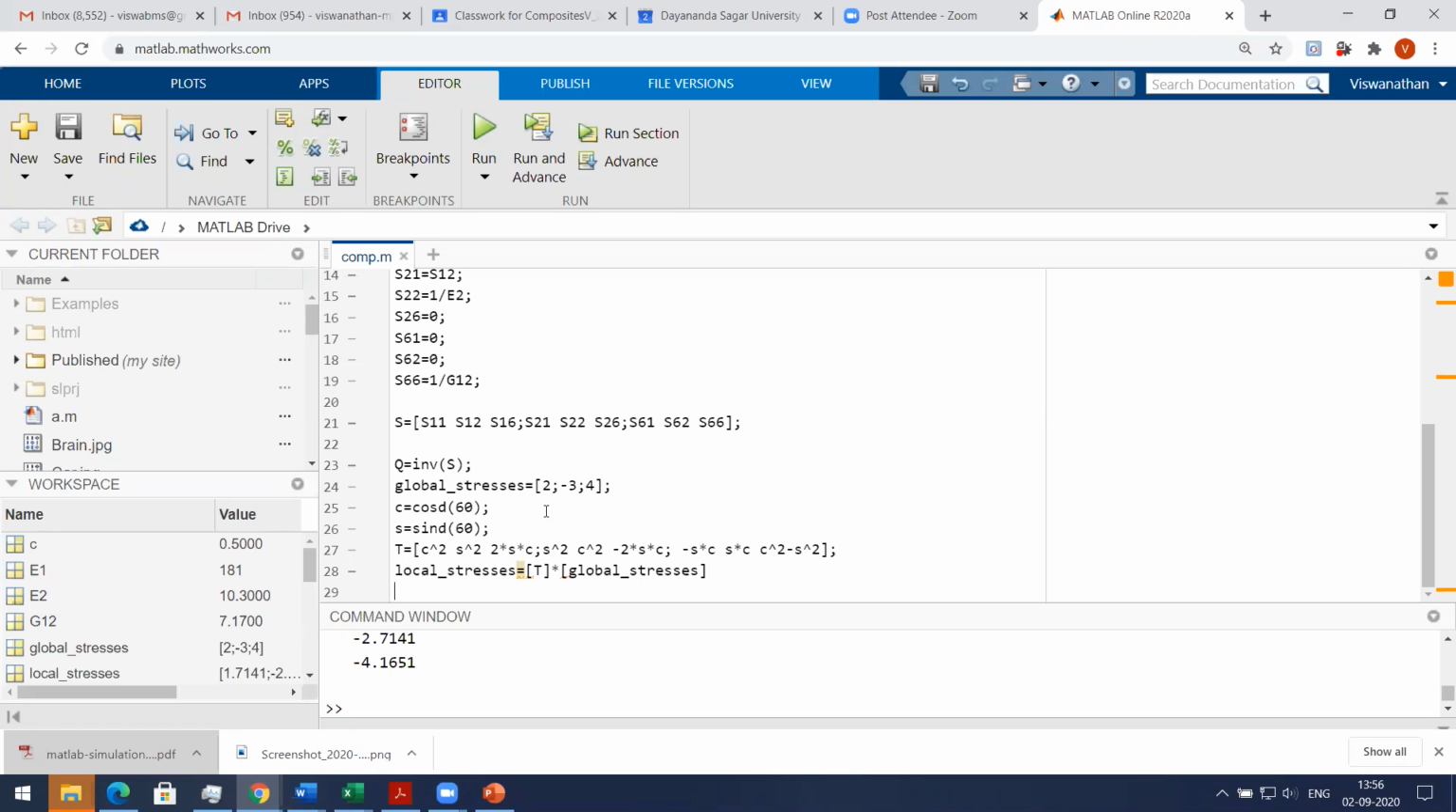See how you need to give these things: c square, s square, 2sc, that is 2 star s star c. You need to follow all these things. Any mistake in these things will not give you the correct answer. It will give you some errors. So what does this semicolon here mean? These things you need to understand.